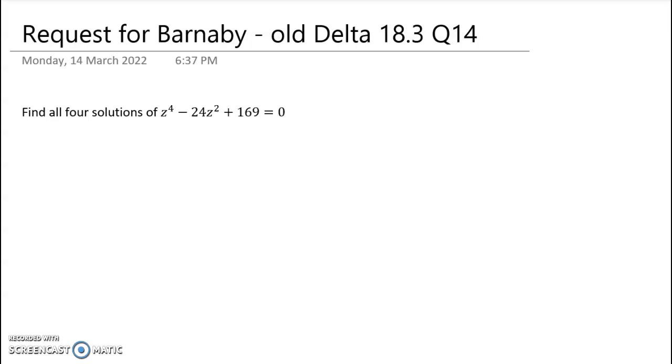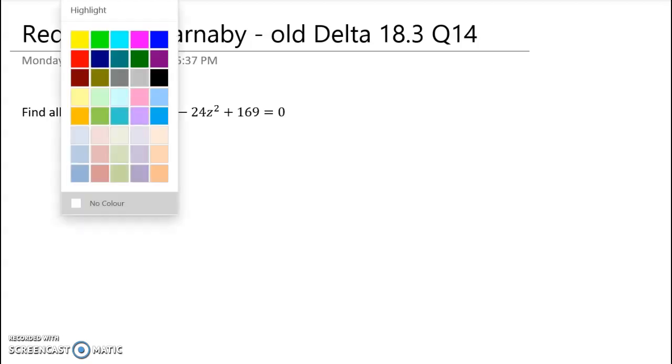Kia ora 13MCA. This video is for Barnaby and it's a really nice question out of Old Delta 18.3, question 14. You've been doing lots of work in this exercise on questions where we've got z to the power of 7 is equal to, I don't know, negative 8i, and we've got good at using de Moivre's theorem for that.